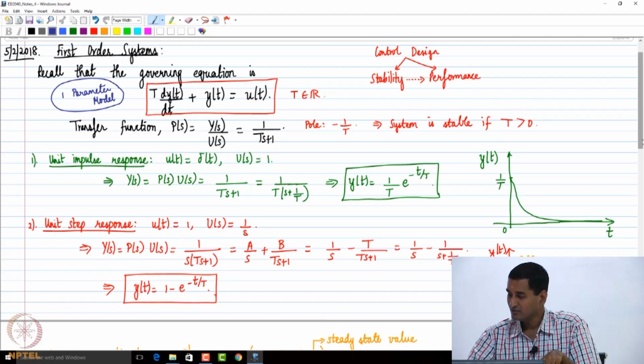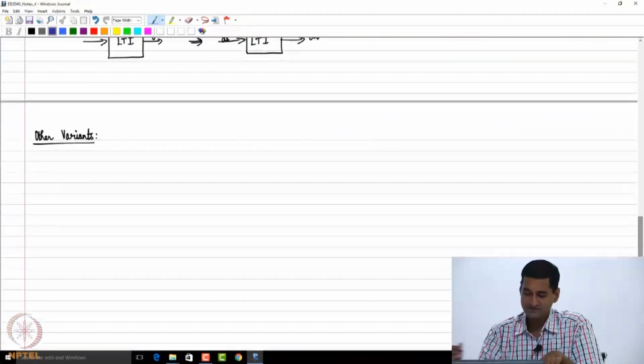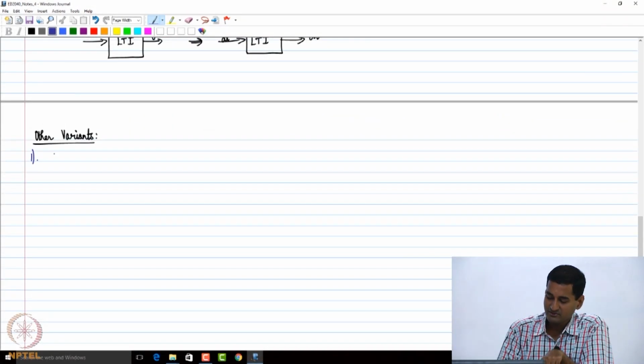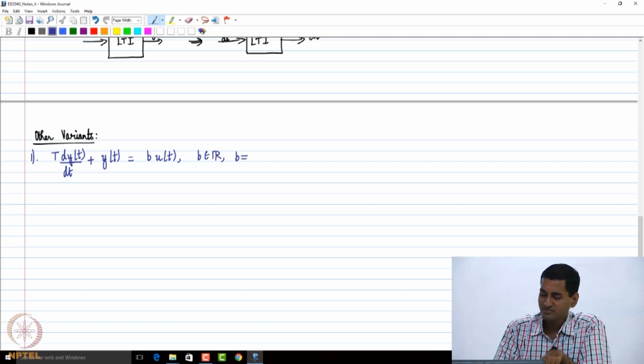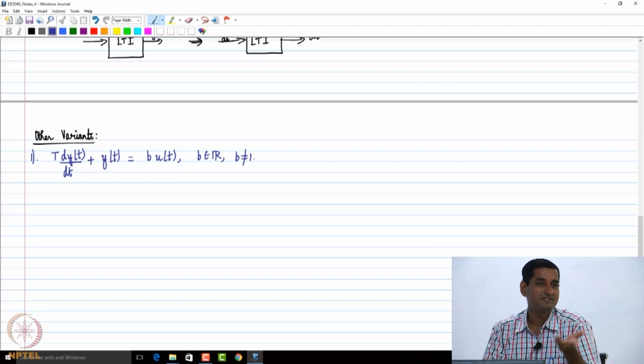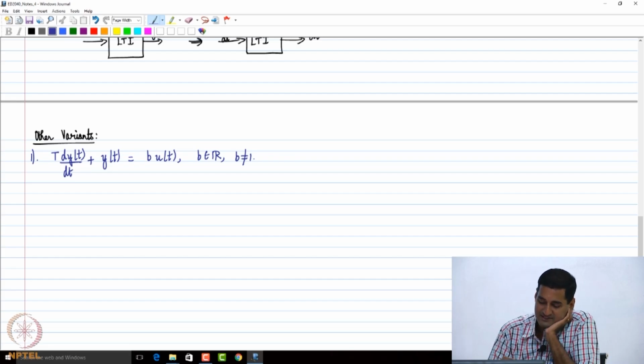Now, are there any other variants of this model? So let's look at this. Another variant is T dy/dt plus y of t is equal to b u of t. Here b is some real number, of course b not equal to 1, because obviously if b is 1, we end up with the same case as before. So what will be the plant transfer function in this case?